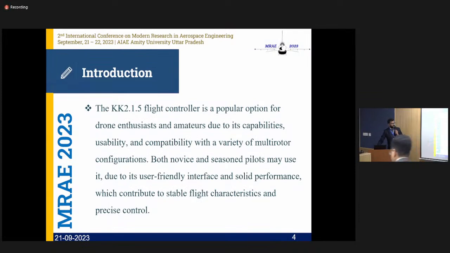So basically, the KK2 flight controller, when we speak of any drone enthusiast who wants to start, KK2 is something like our old Nokia mobile. The APM1, which I explained in the previous section, is like your Android and Apple, whereas KK2 is something like your old Nokia mobile. So if you want to begin something, you should begin with this.